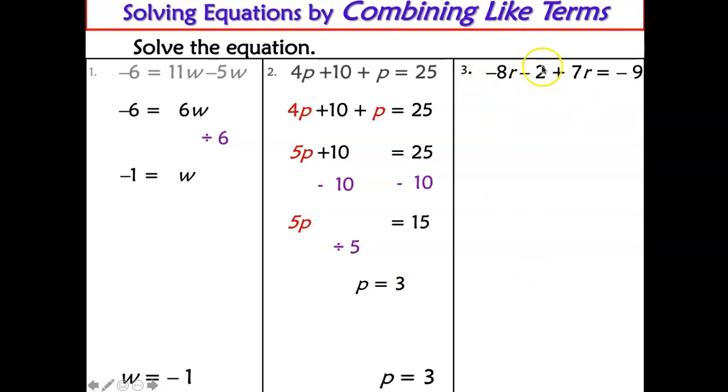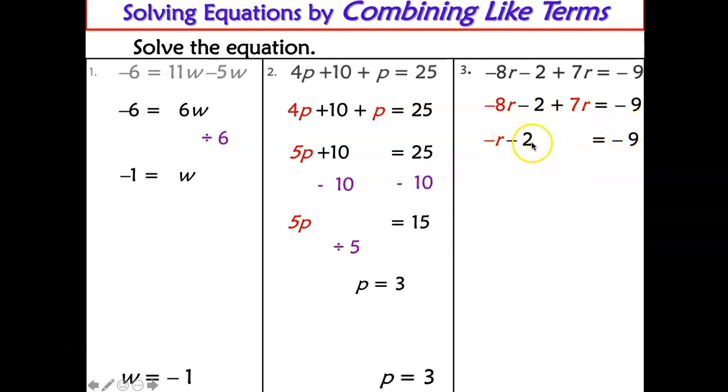Okay, another example. Again, find like terms. We have here two terms that have the variable r, so that means that they are like terms. I colored it red so you can see it clearly. So negative 8 plus 7 is actually negative 1. You don't have to write 1. It's okay not to. So that's negative r. You just copy minus 2 and then equal symbol and minus 9.